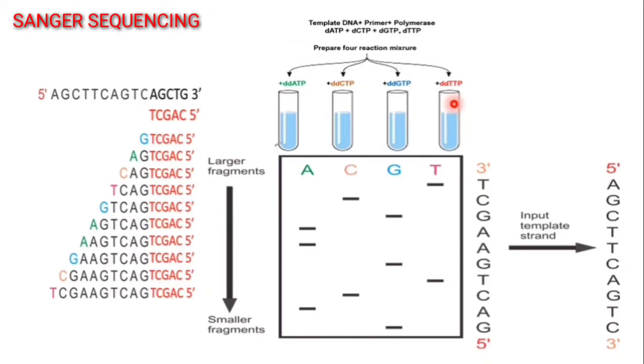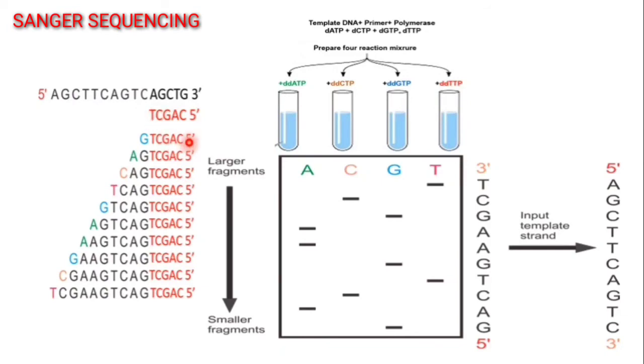When adding nucleotides, the polymerase adds nucleotides onto this primer. Sometimes, randomly, the polymerase will add ddNTPs, that means dideoxynucleotides, onto this primer. At that time the termination occurs. Here you see this is the labeled primer.